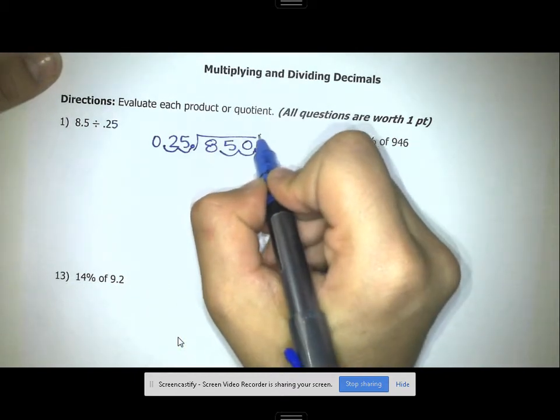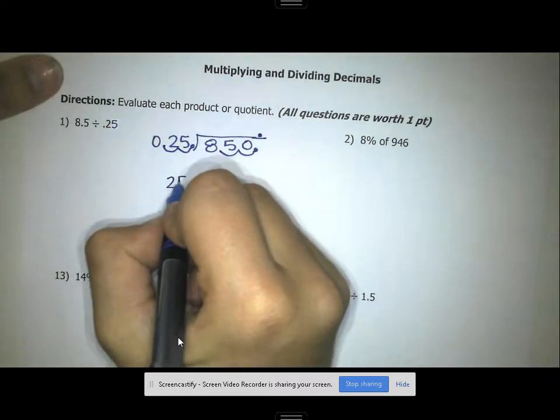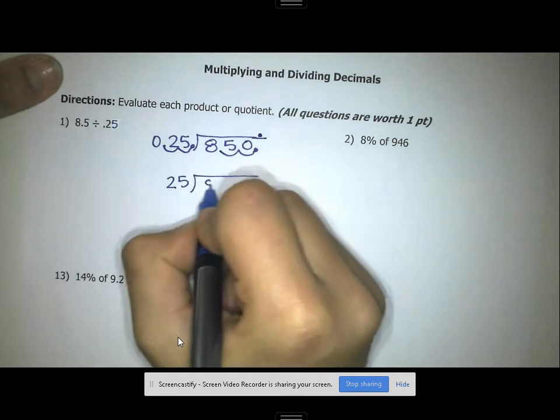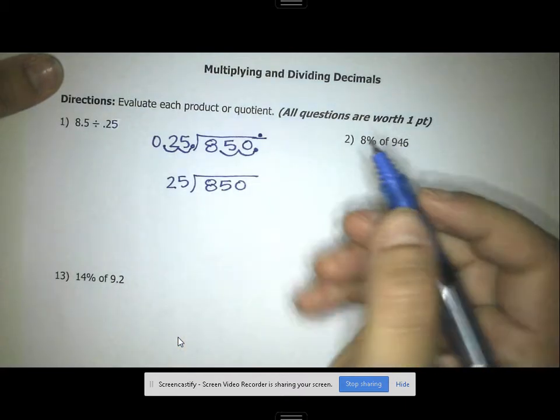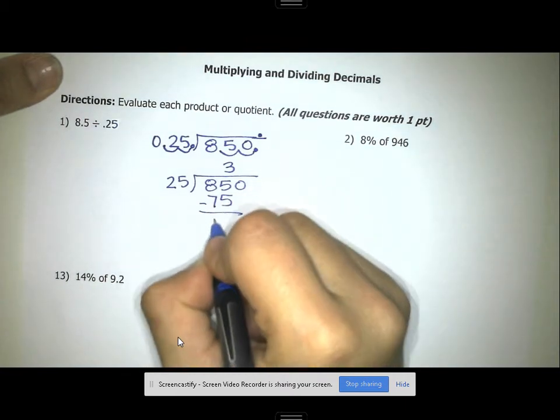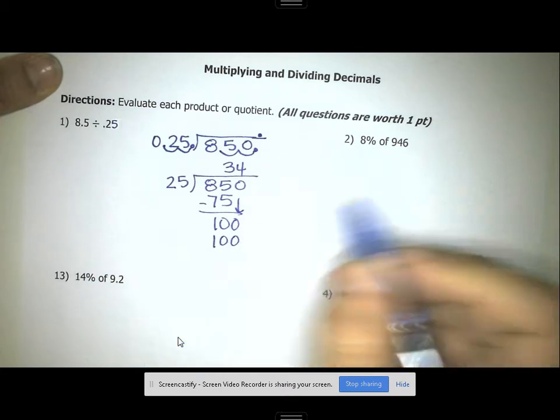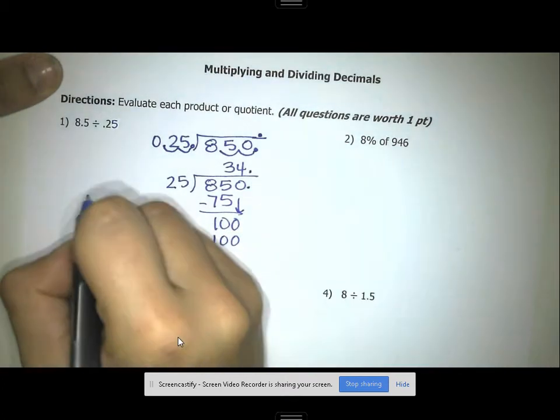You move the decimal point up to your line, and now we're going to see how many times 25 fits into 850. Well, I know 25 fits into 85 3 times, and 25 fits into 100 4 times. So my answer is 34.